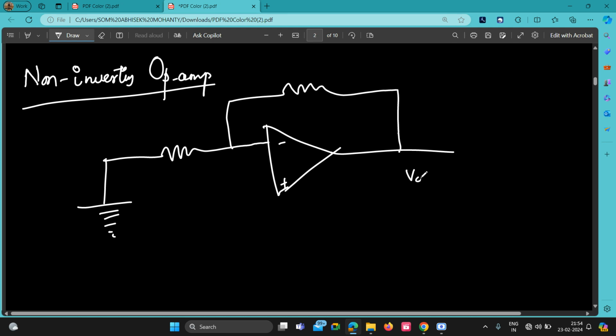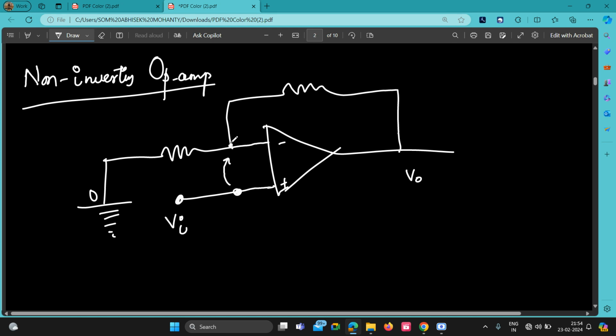So this is V naught. So now this is your input. This is your input here. Okay, see one thing here. This is a zero. This is your input. So virtual ground concept will be applied. That means the potential here will be reflected here.